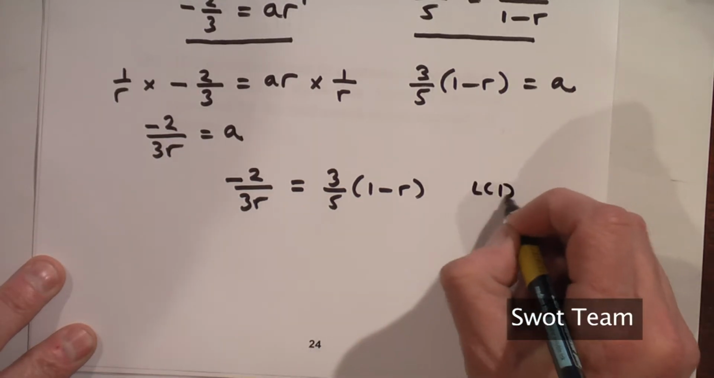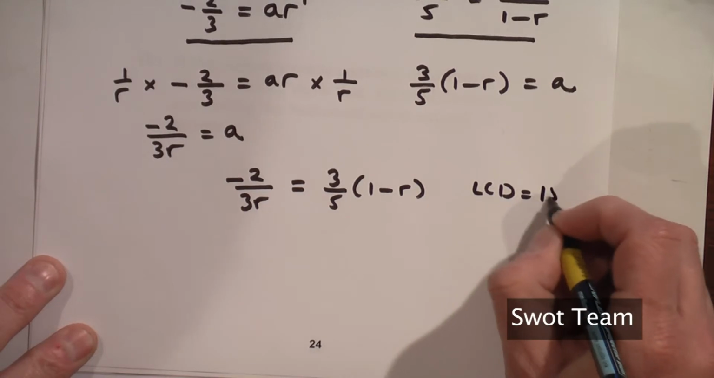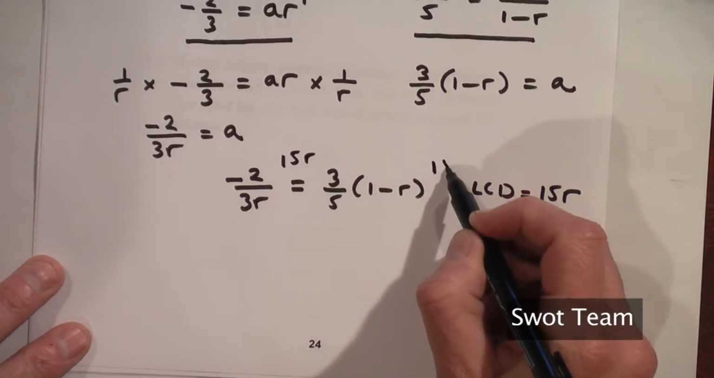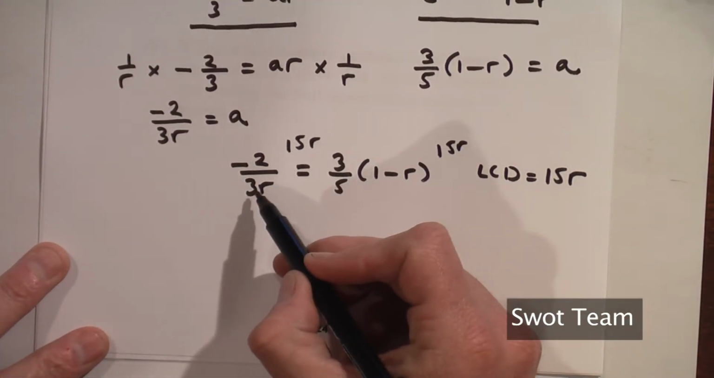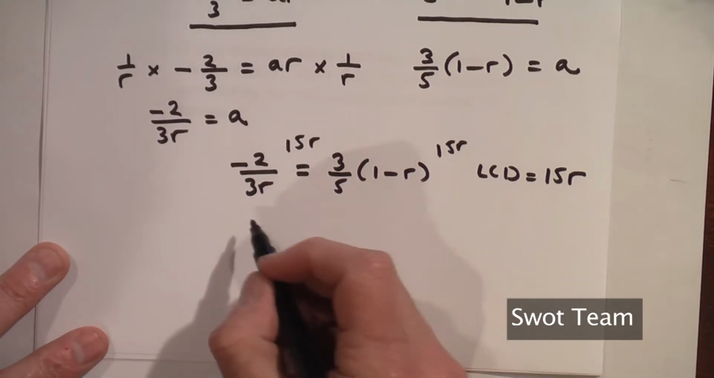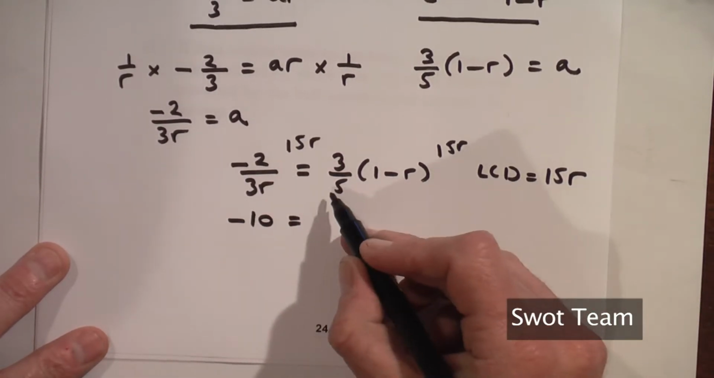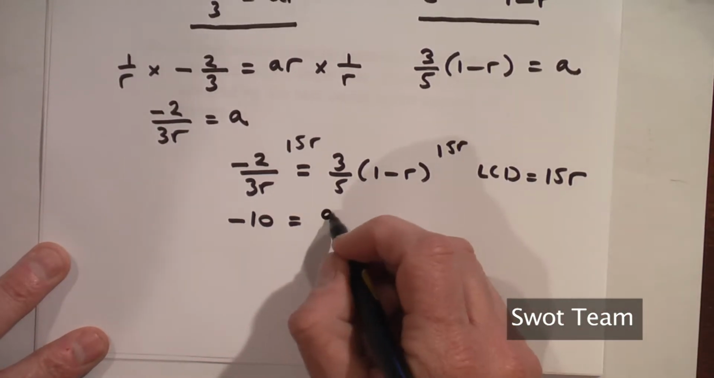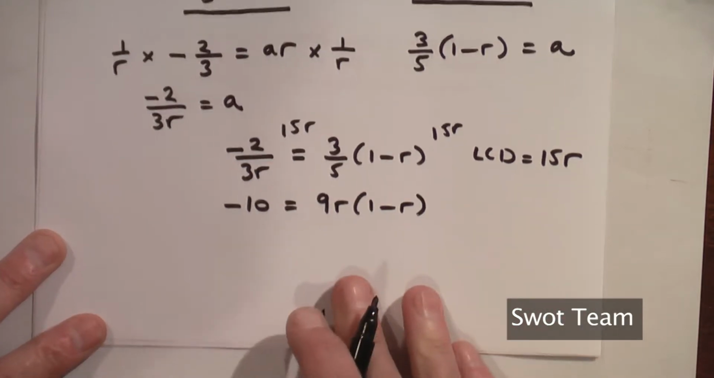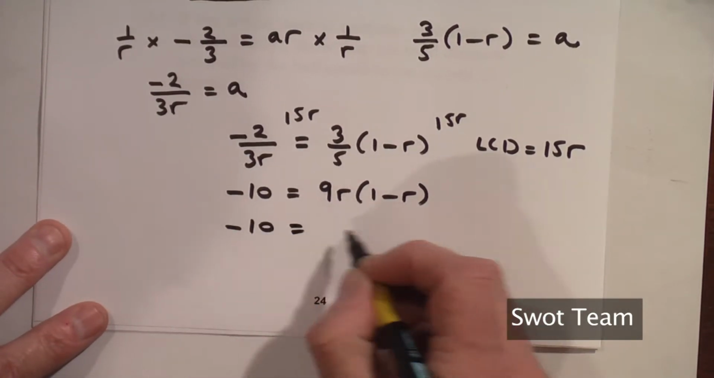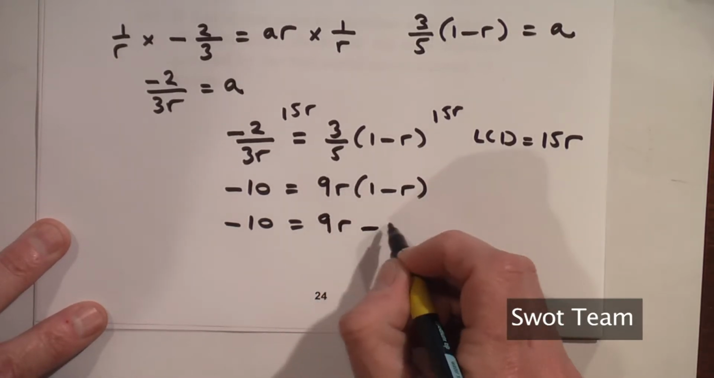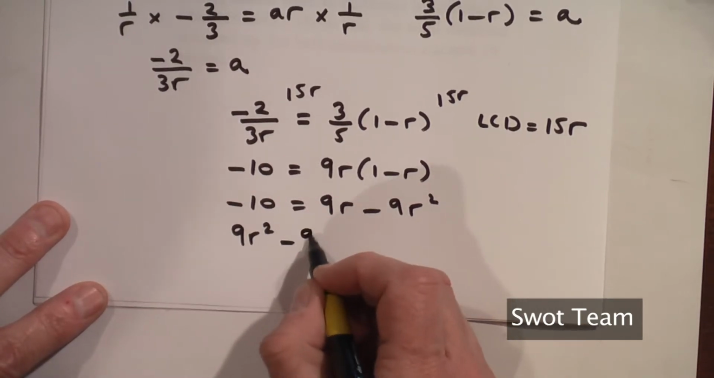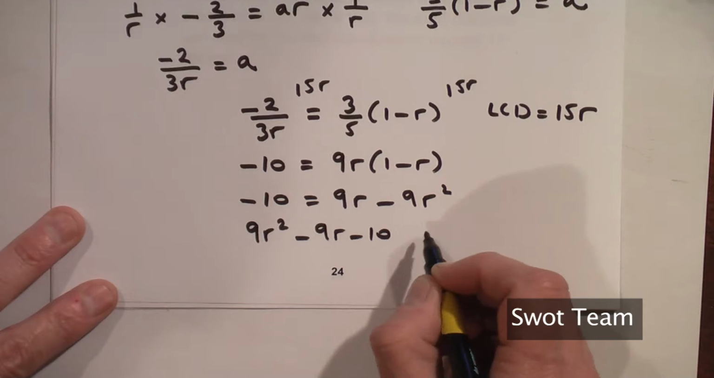What is the LCD? Well, it looks like it's 15R. Now multiply both sides by 15R. Let's see, what do we get? Well, the R's cancel. 3 goes into 15, 5. 5 times negative 2 is negative 10. 5 goes into 15, 3. 3 times 3 is going to give you 9R into (1 minus R). Whoa, what is this? Looks like a trinomial. Multiply in. A little bit tricky there. Bring it across. Keep the negative 10 there.